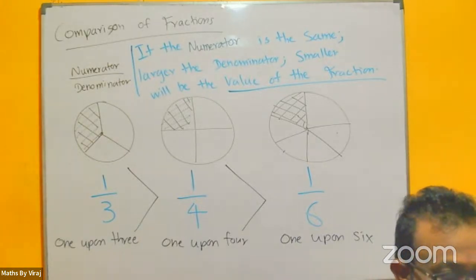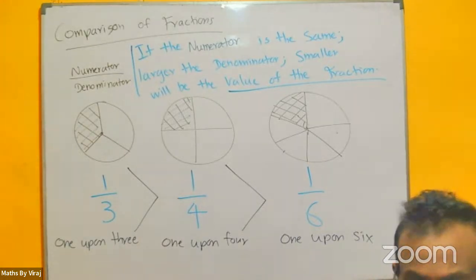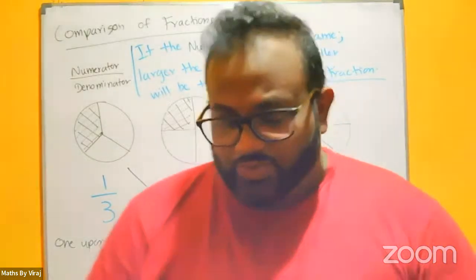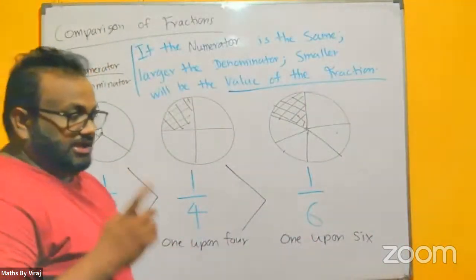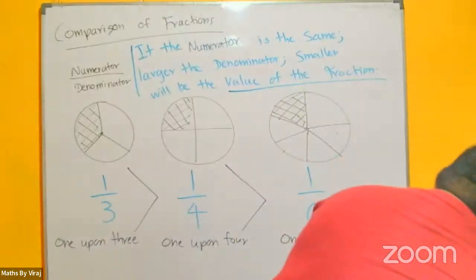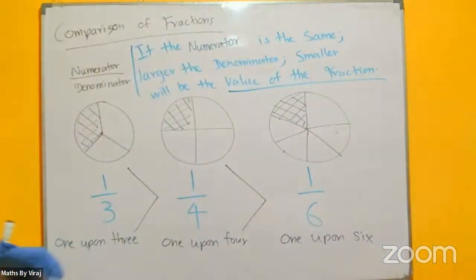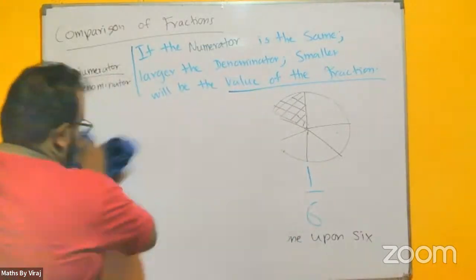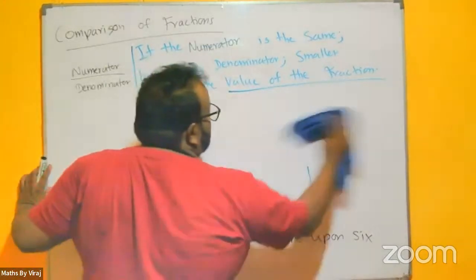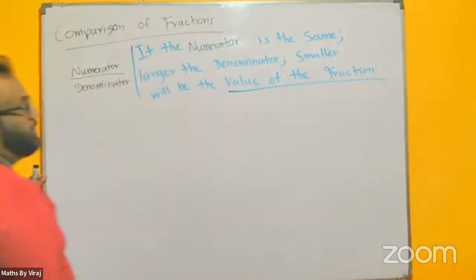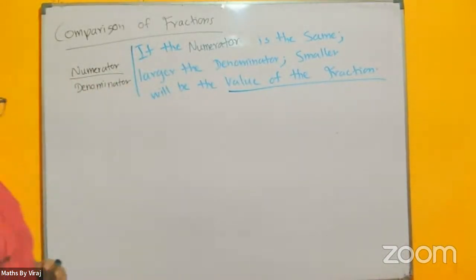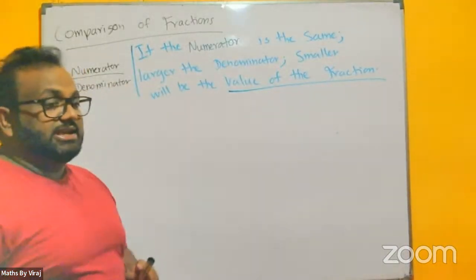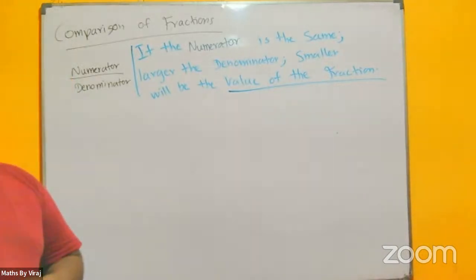Okay. Now today we have to further move along and see whether you can grasp this easily with another fine small example that we have. So we'll go with the idea that, what is the idea now? We write things in ascending order. Always remember, if the numerator is the same, larger the denominator, smaller will be the value of the fraction.